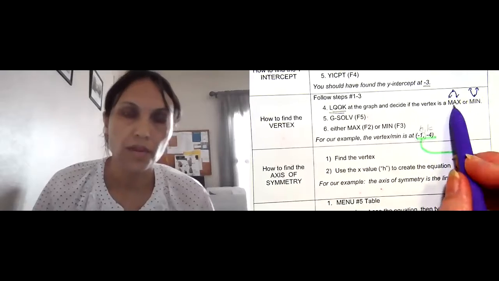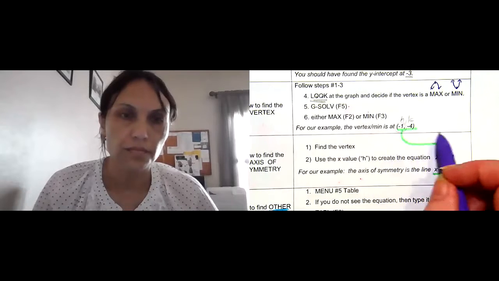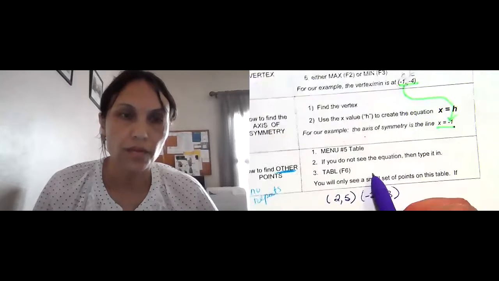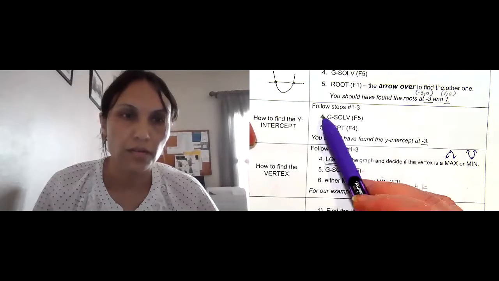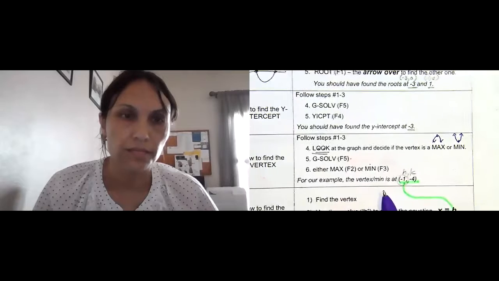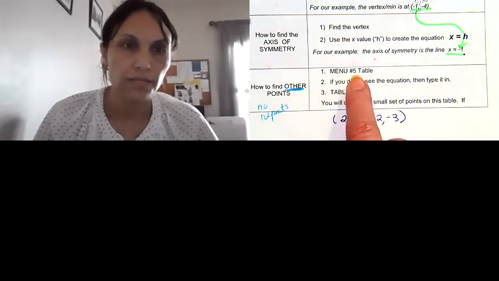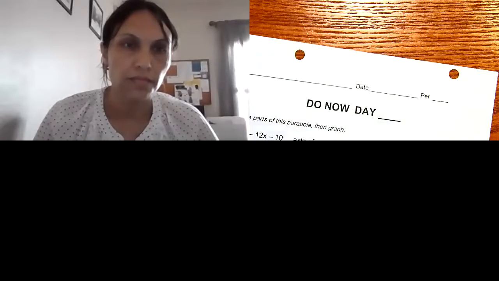The vertex. You have to first think in your brain, is it a max or min? Then depending, you go GSolve max or GSolve min. And then you use the X number to make your line of symmetry. And then for the last one, you go to the table. All of these go to menu 3, and the last one is menu 5. Just remember, no repeats. We want brand new points. So that's just the review.